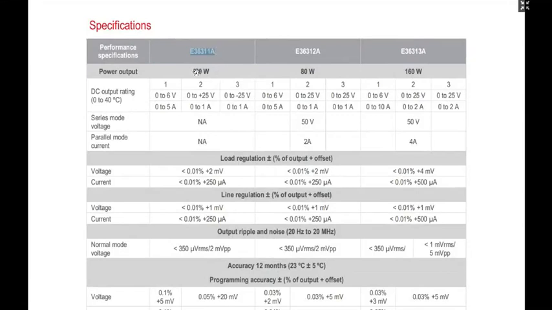E36311A. It is an 80 watt model. Power output is 80 watt. Can you tell me how you can justify this is an 80 watt power supply and this one is a 160 watt power supply? Anyone? Sir, by checking the maximum current output. Current output. Give me the number. How are these companies coming to that number, 80 watt, 160 watt?